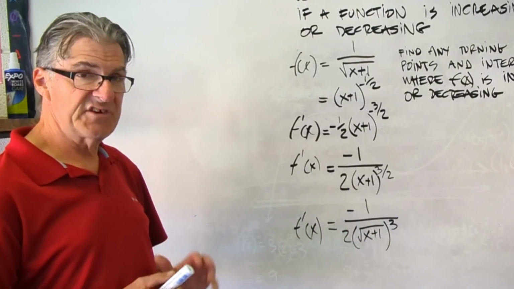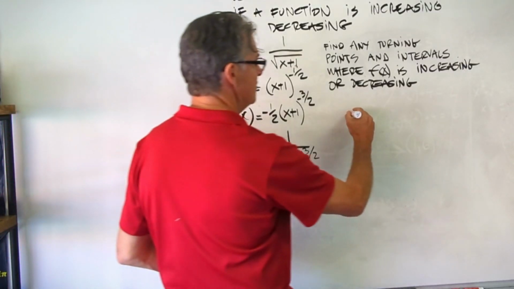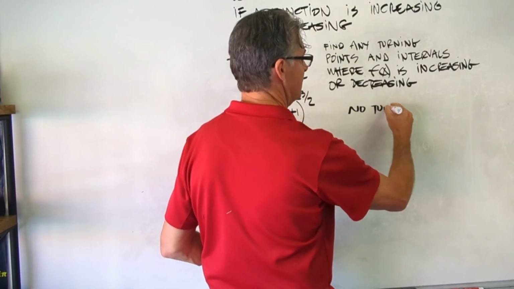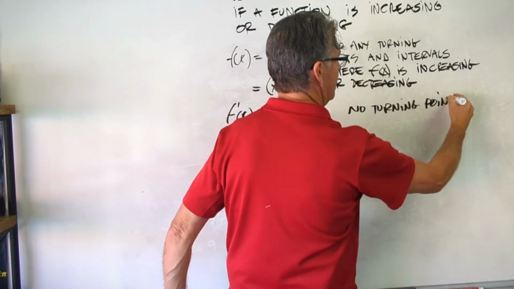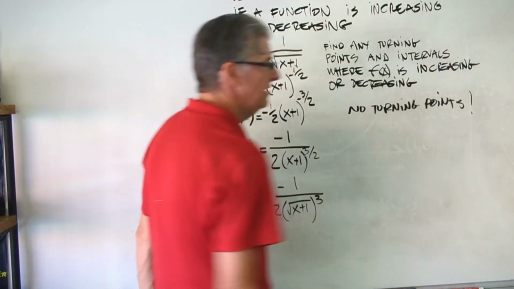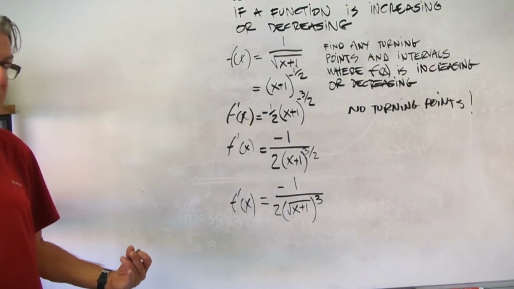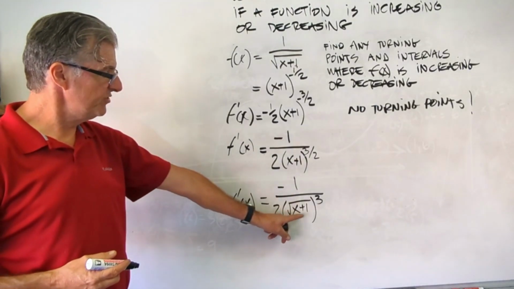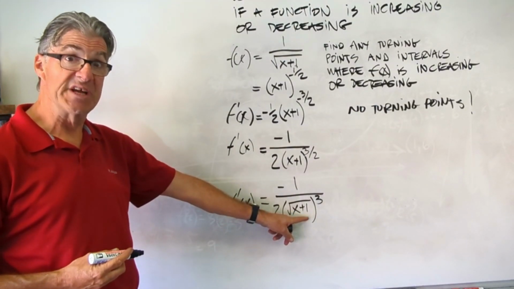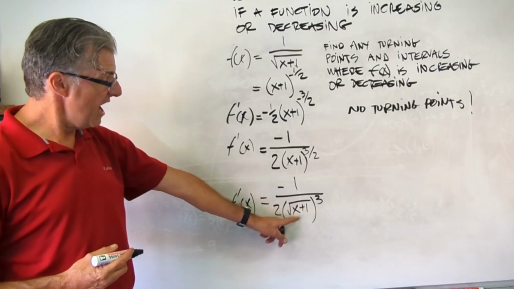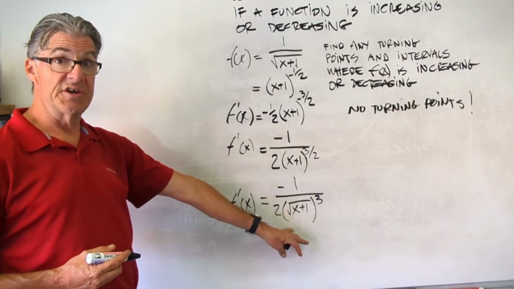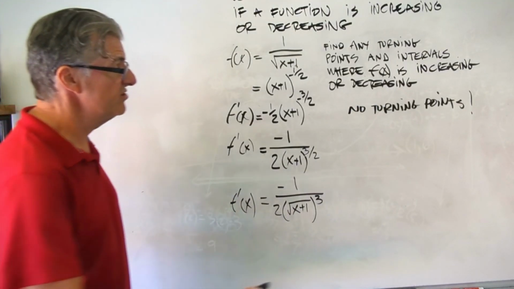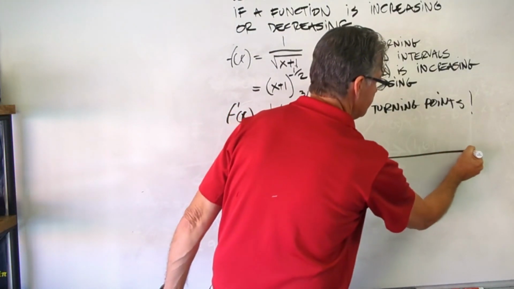So two things come up here. First off, no turning points. But we do have one interesting point, and that's when x equals -1, because that's our boundary condition. We can't actually be -1 because then that makes the bottom of this fraction go to 0 and we have an undefined situation. So I'm going to make my number line.